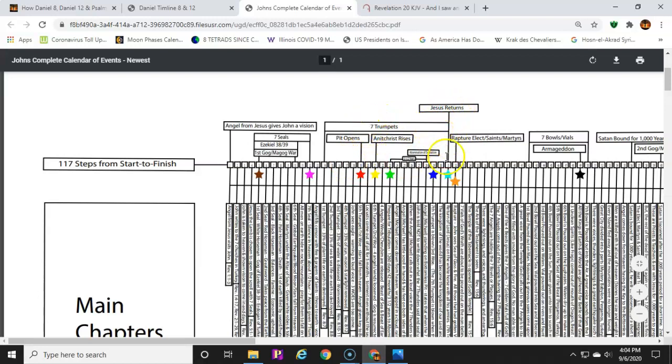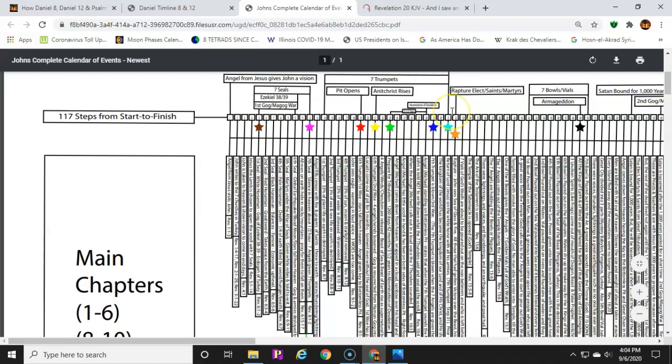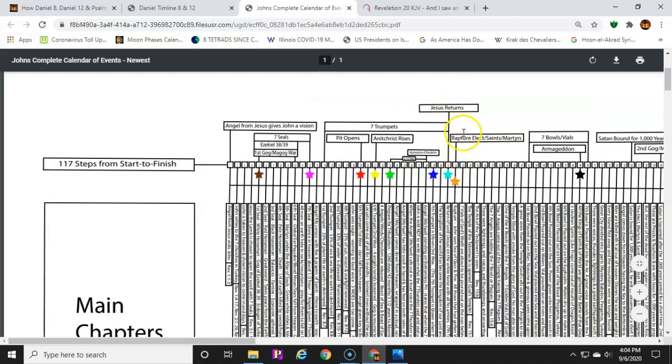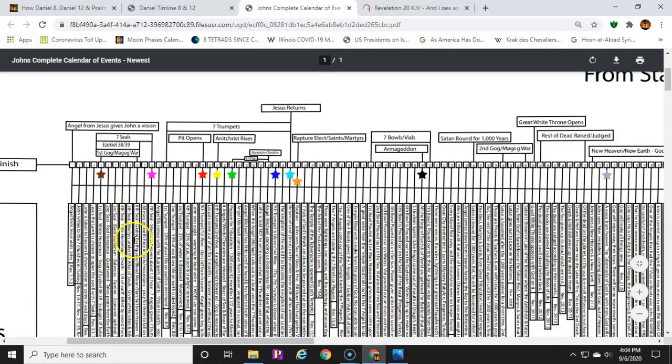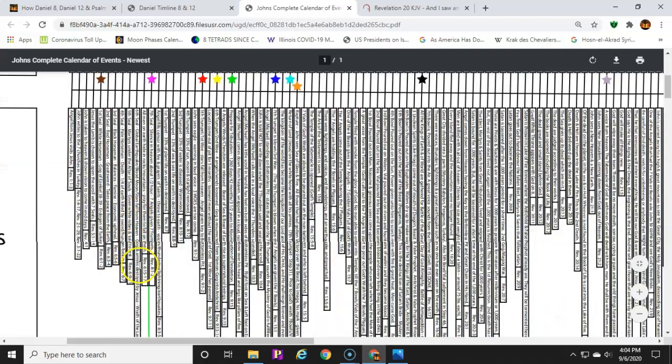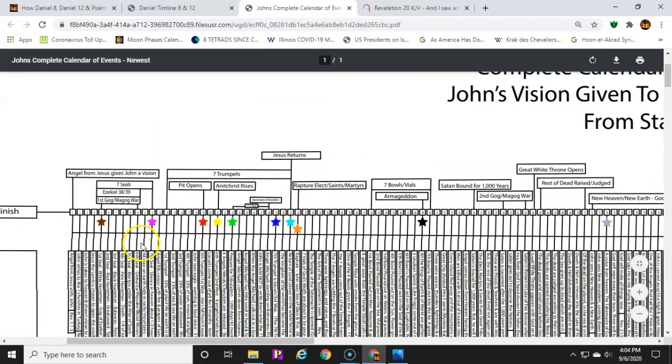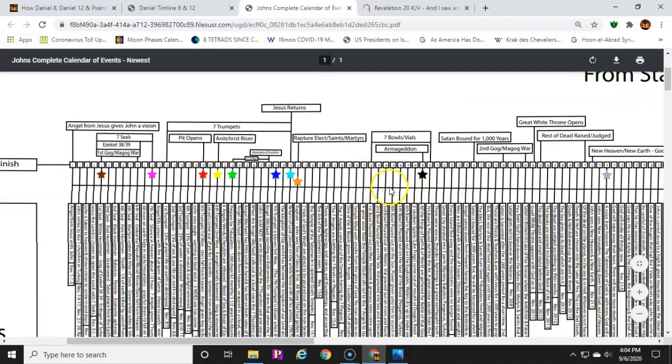And then once the 7 trumpets happen, the Lord comes back, and then the rapture of the saints occurs before He starts to drop down the 7 bowls of God's wrath. And the 6th seal back here, wrath, is the wrath of the Lamb, or wrath of Jesus, and He's affecting everything over here in this area. But it's not till you get to the bowls that we see the effect of God's wrath here.